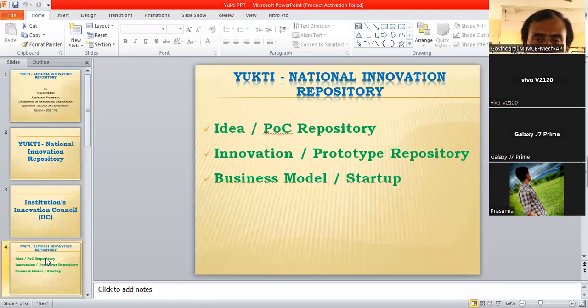So in mechanical engineering, the 8th semester final year students are doing the project, and in the 3rd year, 6th semester, students are doing a design project. There also there is a chance of creating a prototype. So in the 6th semester as well as the 8th semester, students are able to create a prototype model. This is the second platform. And the third platform is the business model or startup.